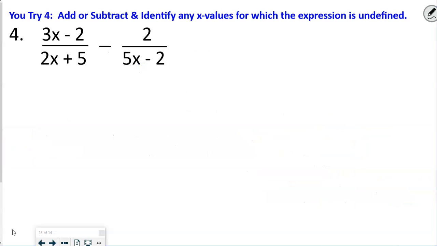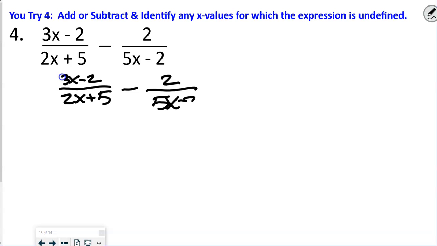So this is perhaps the most difficult problem, so let's just talk it through again. So this time we have different denominators, and I can't factor them. So I'm going to go 3x minus 2 over 2x plus 5 minus 2 over 5x minus 2. So what I'm going to do is take this denominator right here and put it on the right, and I'm going to take the 5x minus 2 and put it on the left. So I'm going to do 5x minus 2, multiply that on top up here, over 5x minus 2.